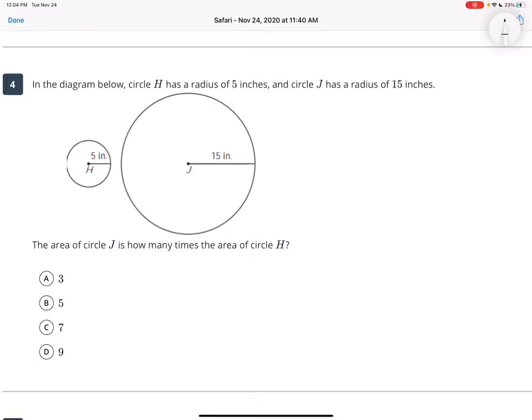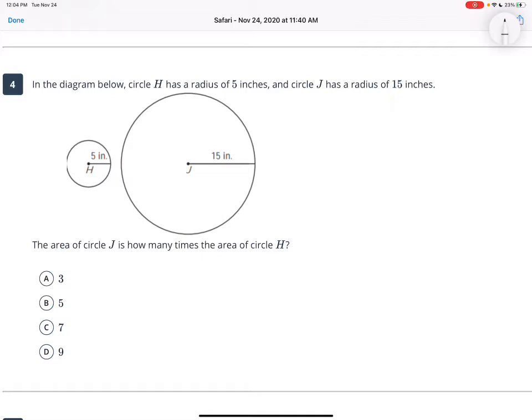All right, guys, let's jump to the next question of this review. They say, in the diagram below, circle H has a radius of 5 inches and circle J has a radius of 15 inches. The area of circle J is how many times the area of circle H?